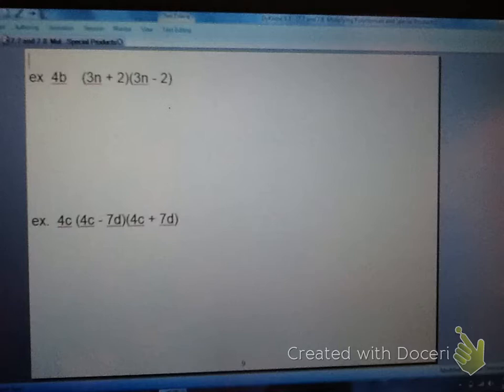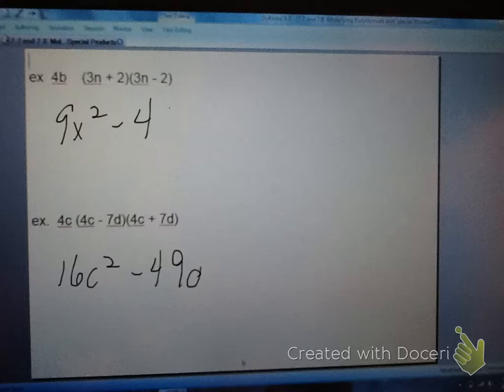Example B, for B, these are identical, so I'm just going to do first and last. And for C, these are identical, except for the opposite sign, sorry. And so I'm just going to do first and last and get 16c squared minus 49d squared. Again, if you're not sure about this and you want to do the entire FOIL method, you can.